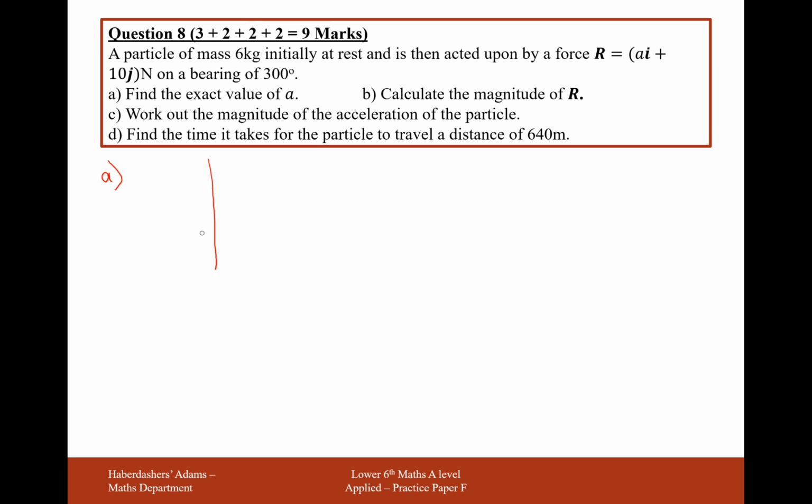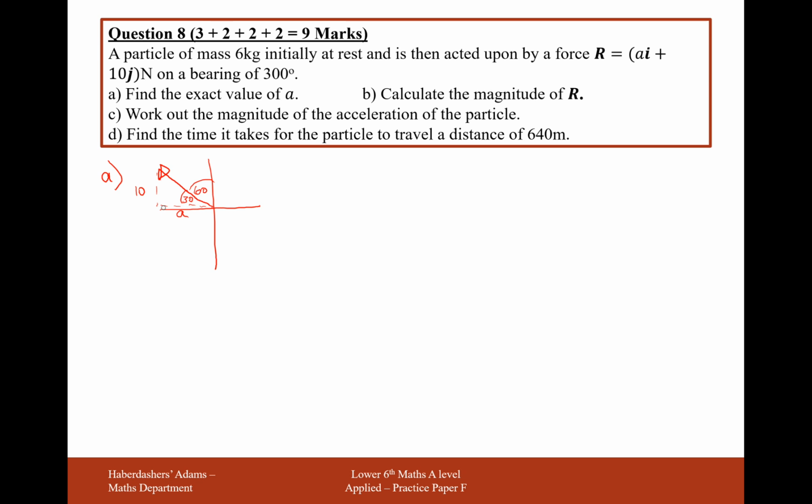Well, let's draw this out. A bearing of 300 is going to give us a 60-degree angle going this way. So 60 degrees here. Now we know that the height of this triangle here is going to be 10, and we have a 30-degree angle here, and we need to work out this A part down below.